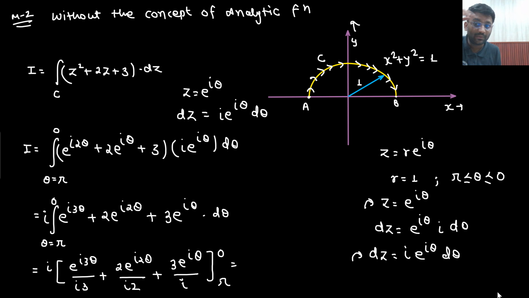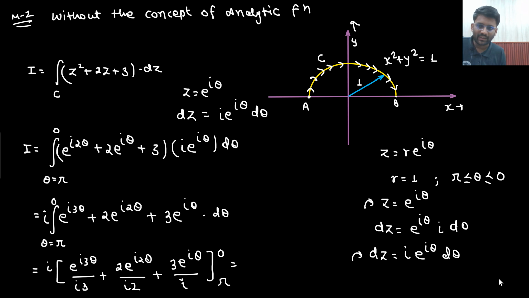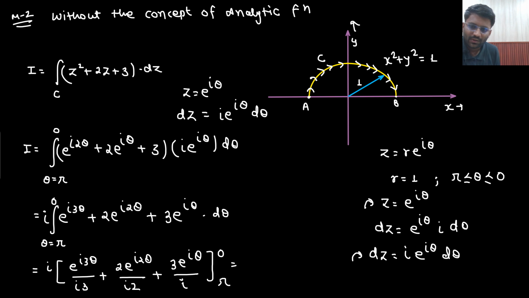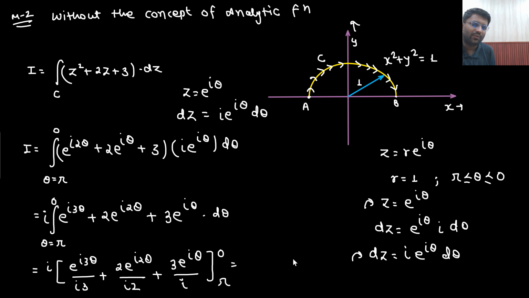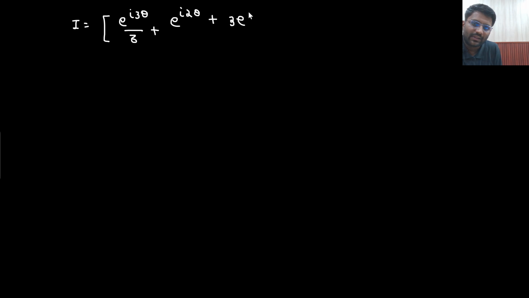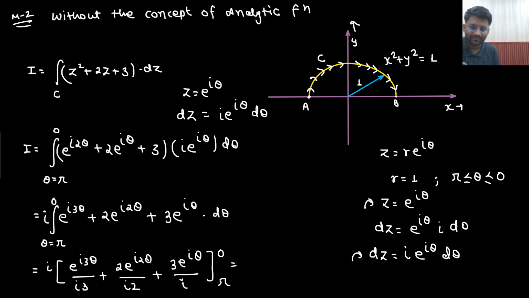Now iota and iota will get cancelled out. What is the integral you are getting? Iota iota is getting cancelled out, so the integral is e to the power iota 3 theta divided by 3, plus e to the power iota 2 theta. The 2 and 2 are getting cancelled out, so e to the power iota 2 theta, and iota is also getting cancelled out. So you are purely getting e to the power iota 3 theta divided by 3, plus e to the power iota 2 theta, plus 3 e to the power iota theta, with the limit going from pi to 0.